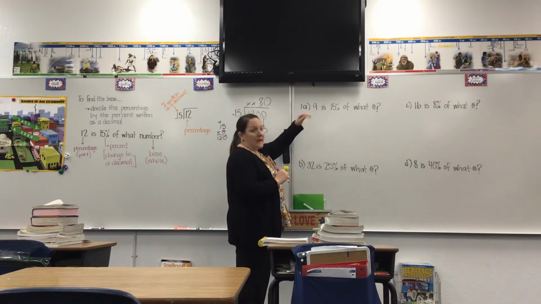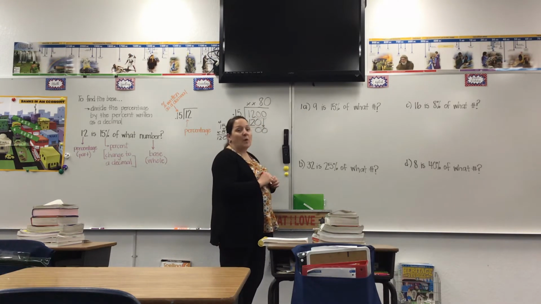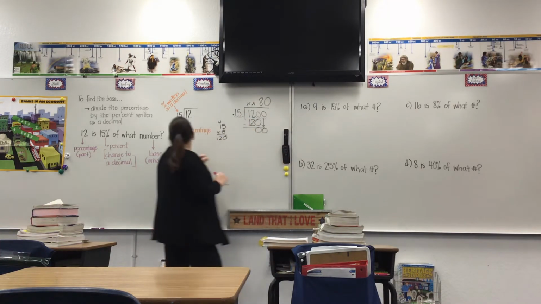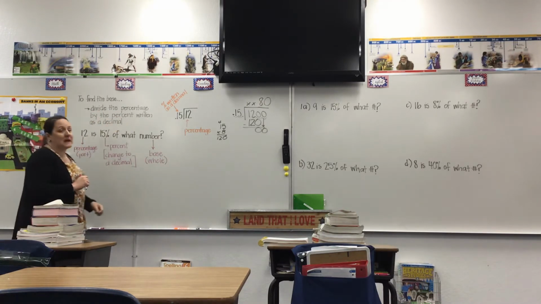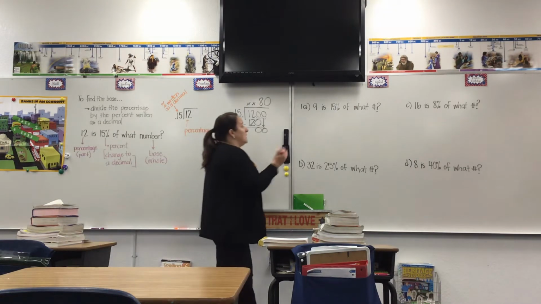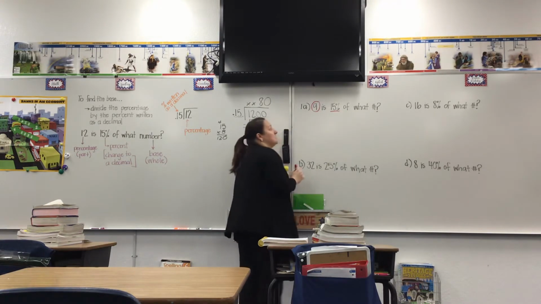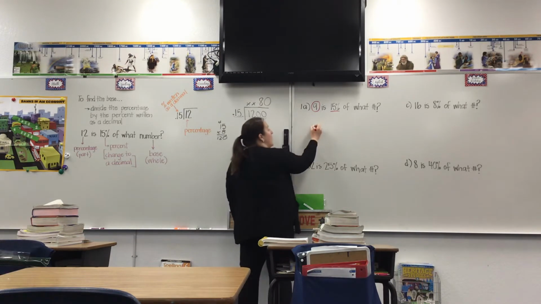So let's look at 1A. 1A says 9 is 15% of what number? Well, first thing I have to do is divide the percentage by the percent written as a decimal. This is my percentage. This is my percent. So my percent I have to write as a decimal. 0.15.